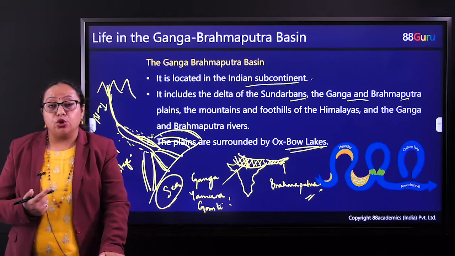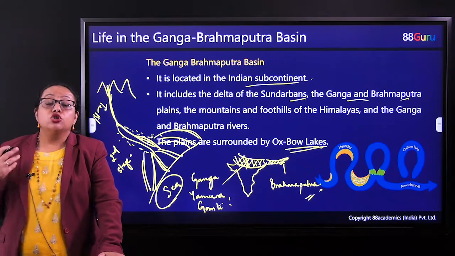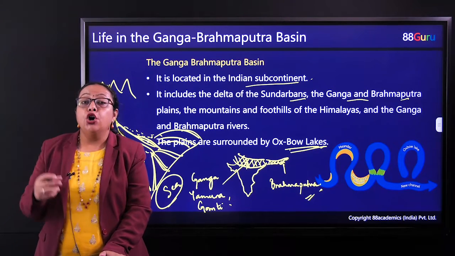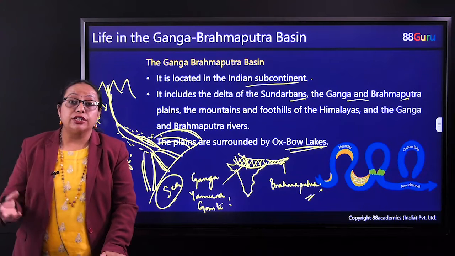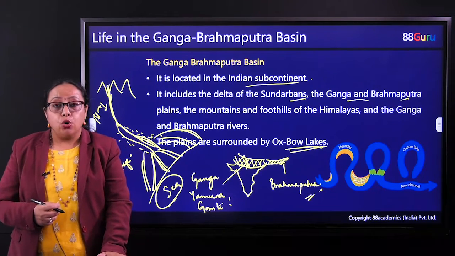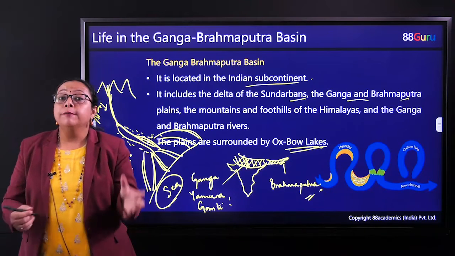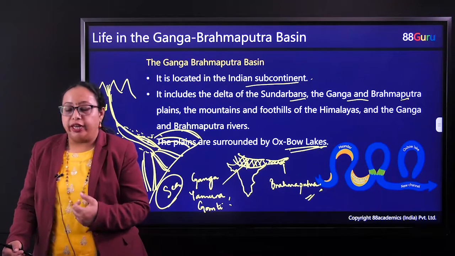So this is something which you ought to remember as well, children, because Sundarban Delta is a very unique delta which has a very unique vegetation type and also unique animals, which we are going to talk about a little later. But over here we are trying to talk about how oxbow lakes are forming.